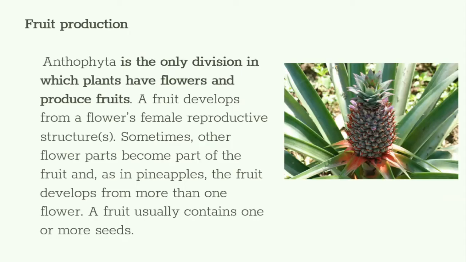Fruit production. Anthophyta is the only division in which plants have flowers and produce fruits. A fruit develops from a flower's female reproductive structures. Sometimes other plant parts become part of the fruit, and as in pineapples, the fruit develops from more than one flower. A fruit usually contains one or more seeds.